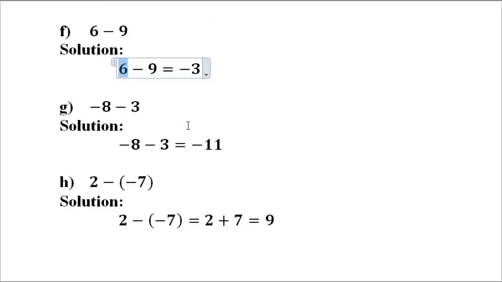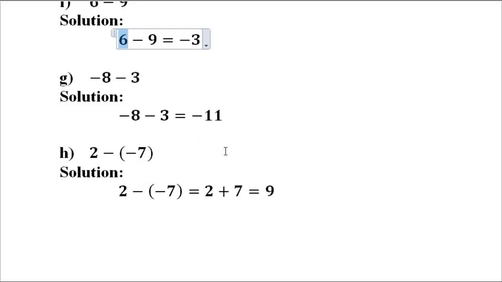The seventh part is negative 8 minus 3. Since both numbers have a negative sign, negative 8 minus 3 results in negative 11. The eighth part is 2 minus negative 7. Since the negative of a negative is positive, 2 plus 7 results in 9.